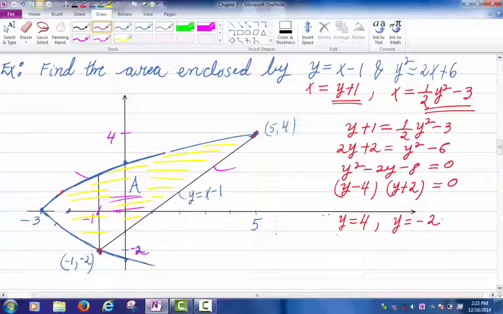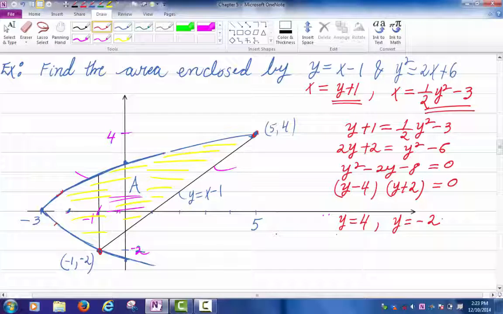Remember, the region is bounded by both curves, so the region is the yellow region, right? You agree? The yellow region is the only region bounded by both curves. And I have to find the area of that region. Okay, so how do I find the area of this region? Is it type 1 or type 2? Type 2, because the region extends in the y coordinate from negative 2 to 4.